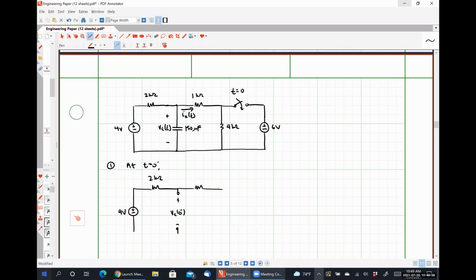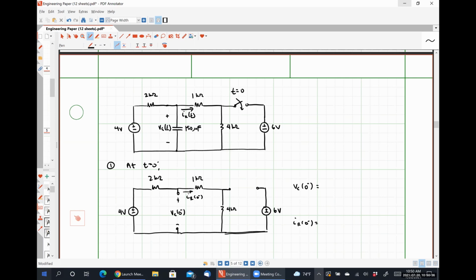Here we have our 1 kilo ohm resistor. Here we have our 4 kilo ohm resistor. Over here, we have our 6-volt source. This is our current IR of 0 minus. We are trying to solve for Vc at 0 minus and IR 0 minus. So any thoughts on how we might determine either of those two quantities?